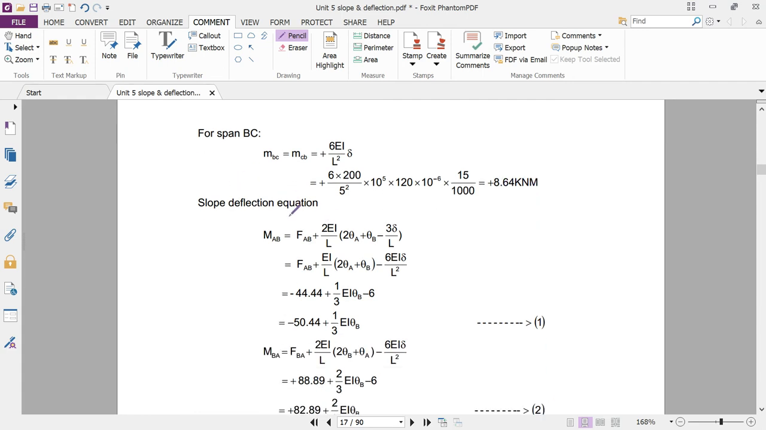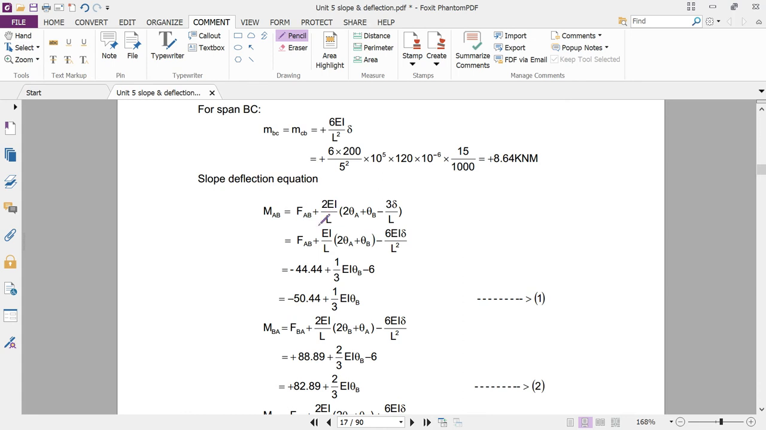Now we have the slope deflection equation like this. Okay, now if you see, I have incorporated this formula with 3δ/L, so this formula is applicable now. Till date, in the numericals we have solved, we have not incorporated this particular formula, but as the effect of displacement or deflection is given in your numerical, therefore this formula is applicable.